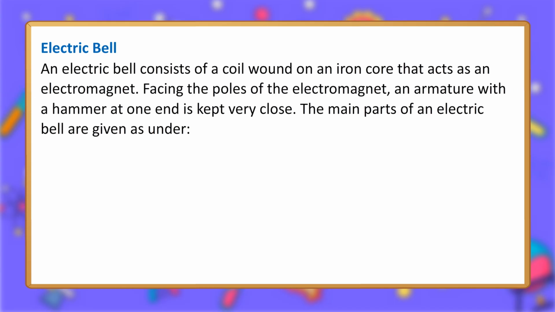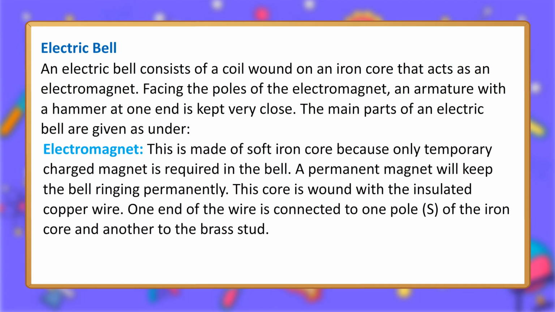Electric bell. An electric bell consists of a coil wound on an iron core that acts as an electromagnet. Facing the poles of the electromagnet, an armature with a hammer at one end is kept very close. The main parts of an electric bell are given as under. Electromagnet. This is made of soft iron core because only a temporary magnet is required in the bell. A permanent magnet will keep the bell ringing permanently. This core is wound with insulated copper wire.